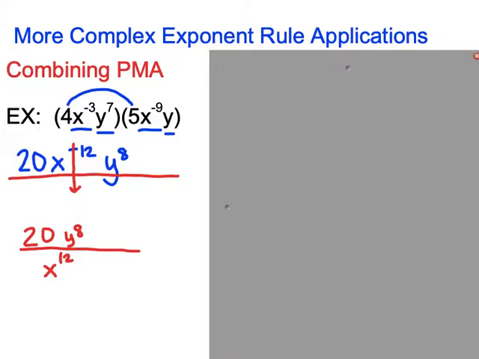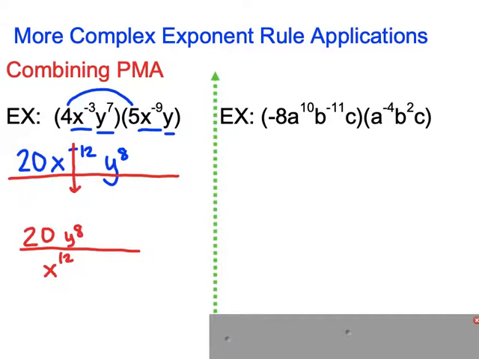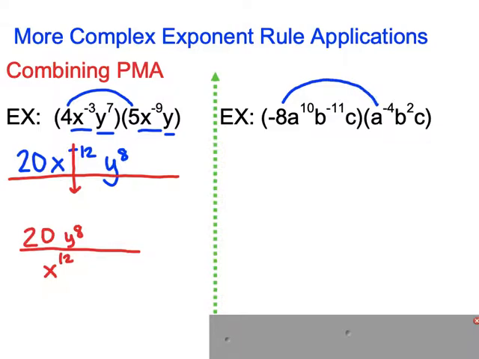Let's look at another one. Once again, we're going to multiply the numbers. It's negative 8 times, wait, there's nothing here. But there is. Remember, if there is no coefficient, the coefficient's a 1. So negative 8 times 1 is negative 8. I have A's, B's, and C's this time, so I'm going to deal with my A's first. A to the 10th and a to the negative 4th. Same base, we add the exponents. 10 plus negative 4 is 6.